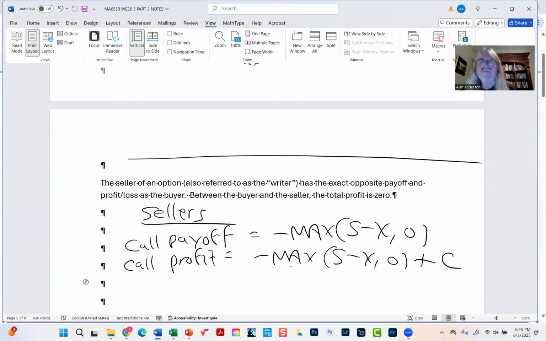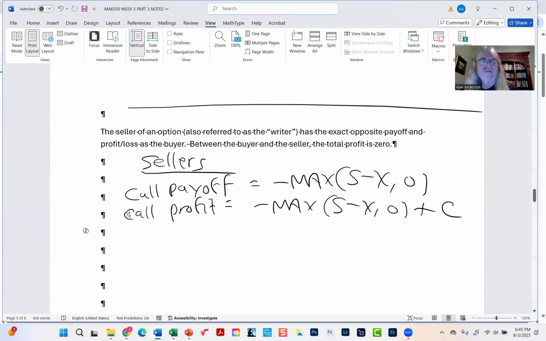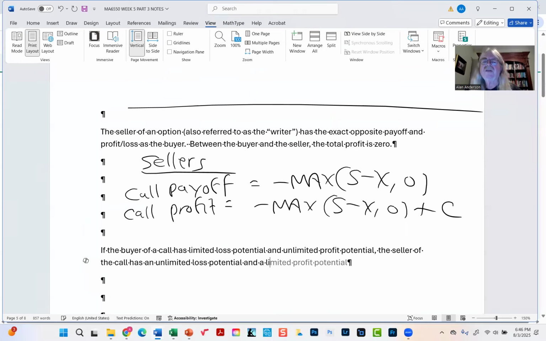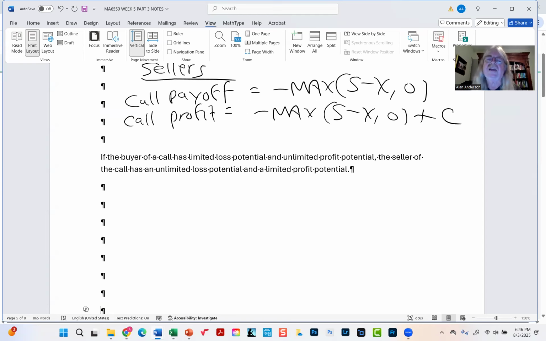And in fact, when you think about it, if the buyer of a call has limited loss potential and unlimited profit potential, what does it say about the seller? Seller of the call has an unlimited loss potential and a limited profit potential. Not a sweet position to be in. So let's take a look at what the graph looks like now.